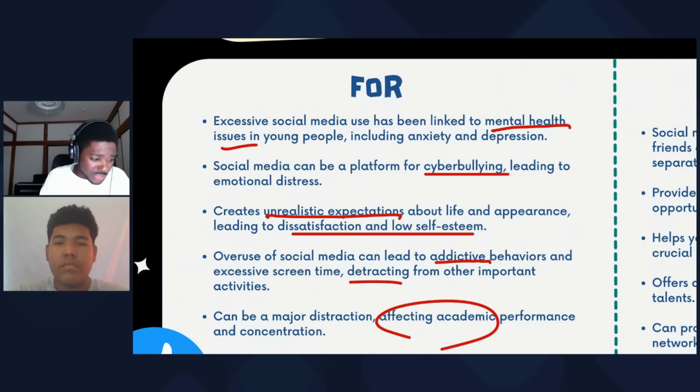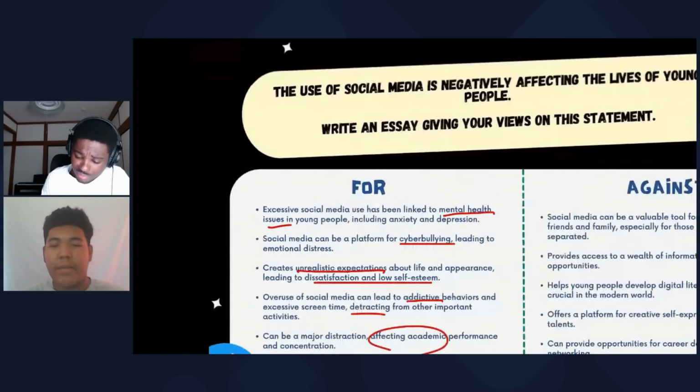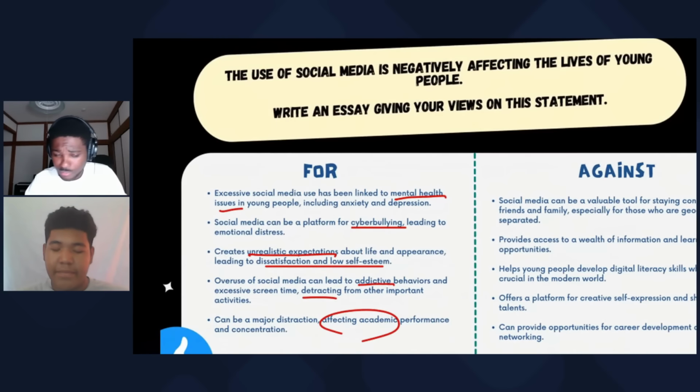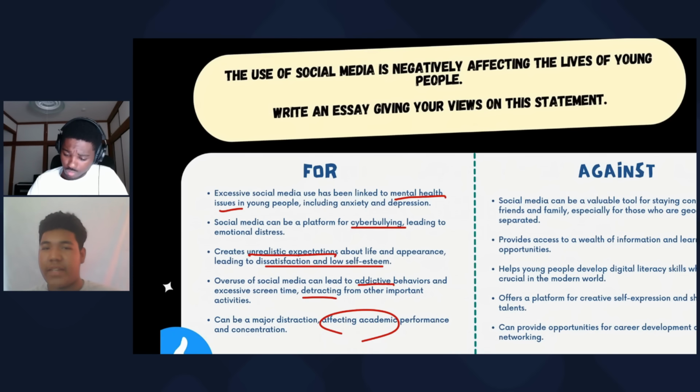right? Could you add anything to this list, Anslim, or anyone else in the chat? What other ideas could we come up with? Not to the list, but a tip is to put yourself in the question. See, the question says the use of social media is negatively affecting the lives of young people. Put yourself as a young person, because you are a young person. Put yourself in that perspective, thinking how social media negatively affects you, and you have your points.